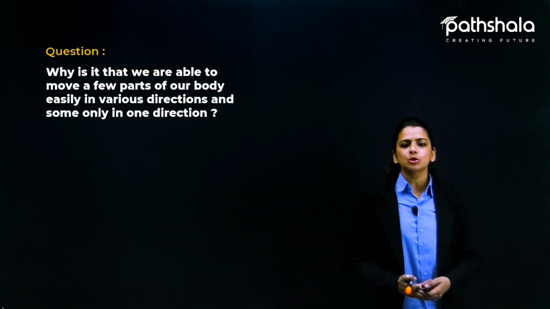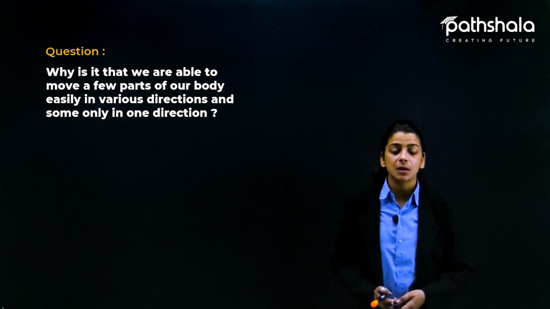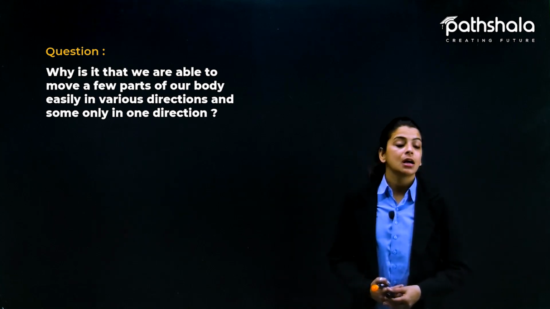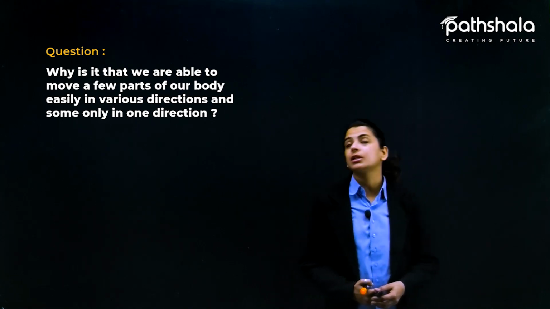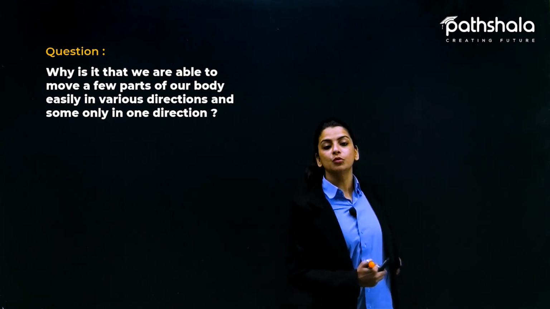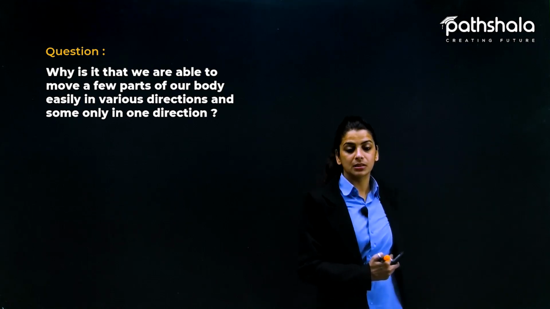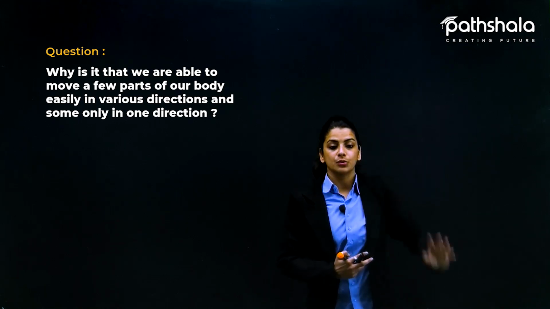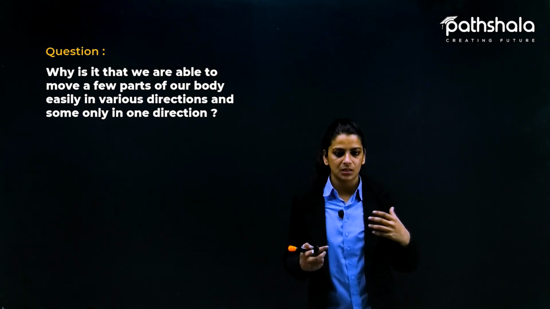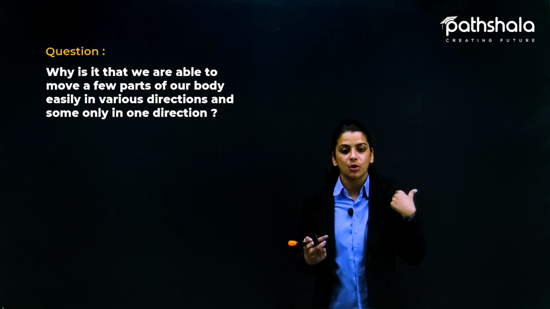So here is a question for you. Why is it that we are able to move a few parts of our body easily in various directions and some only in one direction? So for example, in case of our neck, हम at particular direction ही अपना neck move कर सकते हैं. But in case of arms, we are able to move in कितने कितने direction में. आप front भी कर सकते हैं, आप back भी move कर सकते हैं. You can raise it also. So why is it happening? Why does it happen? इतने different type of movement क्यों show होते हैं in case of our body movement?